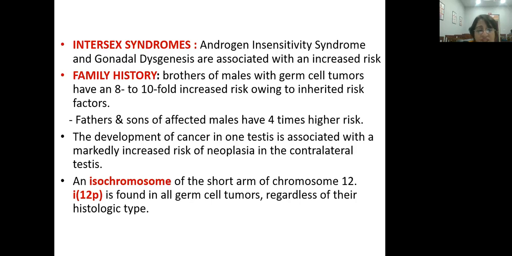And regarding the mutational profile, an isochromosome of the short arm of chromosome 12, which is written as i12p, p stands for the short arm of the chromosome, is found in all germ cell tumors regardless of their histological type, not only in the seminomas. They are also seen in the yolk sac tumors, the embryonal carcinomas, the teratomas. Jitne bhi germ cell tumors is category mein aa rahe hain, unme there is the presence of an isochromosome of the short arm of chromosome 12.